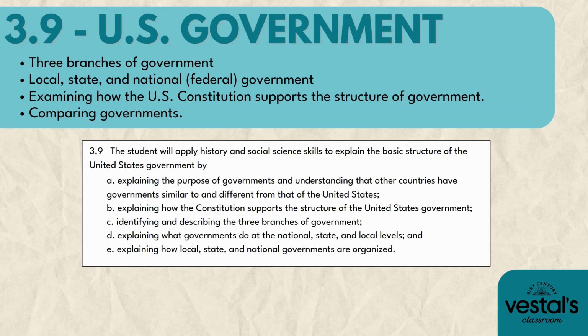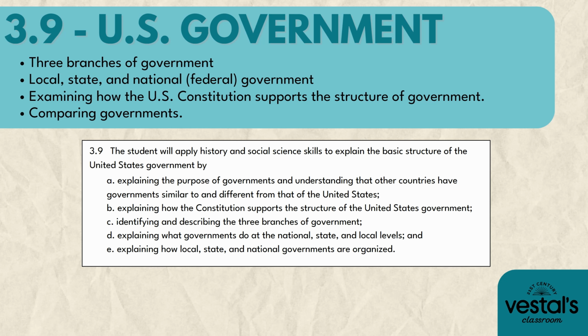Now, 3.9 is US government, and this is the one organizational piece that I did not understand as I was going through these new SOLs. To me, it makes sense that 3.1 civics and 3.9 US government should be taught together because there is a lot of overlap between these two SOLs. And so I do wish the SOLs were listed side by side because I do think that when you're teaching these, you're going to want to teach them together or back to back because of the overlap.